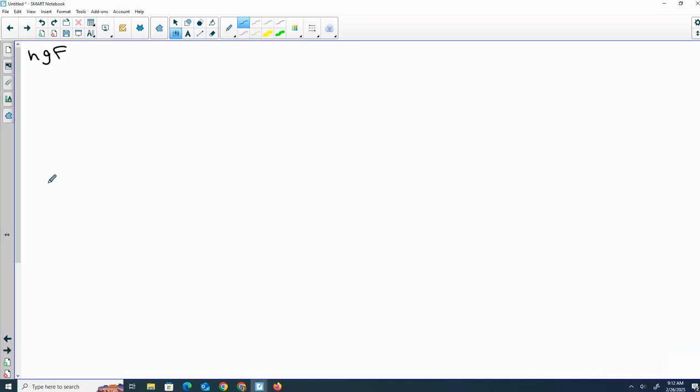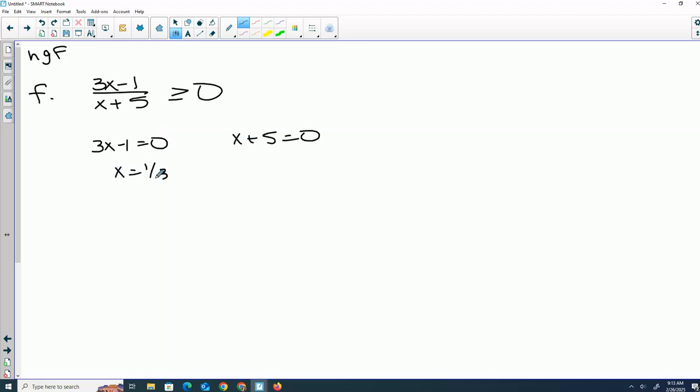What'd you say? So if we look at F, our goal with the inequalities, so if it has a less than or a greater than, we can't multiply by the denominator. So we want everything on one side, 0 on the other. So we're actually set up to go ahead and start our sign line from here. Once you have that, you set top and bottom equal to 0. So we get positive 1/3, negative 5. So then we do our sign line.